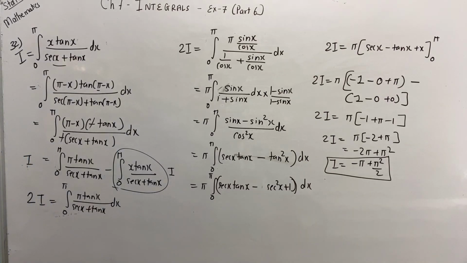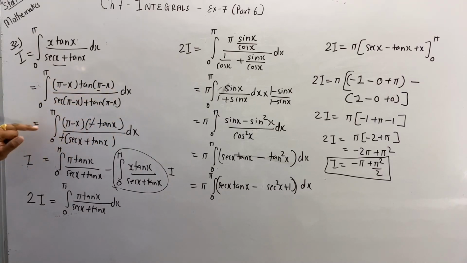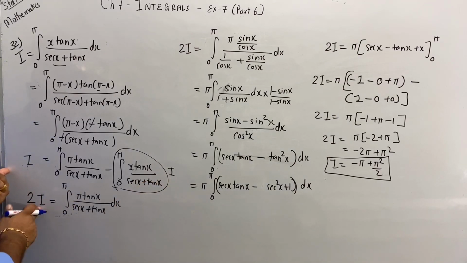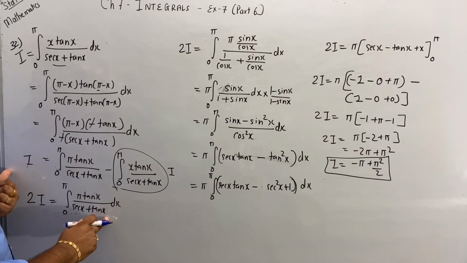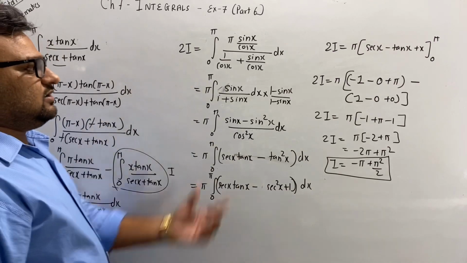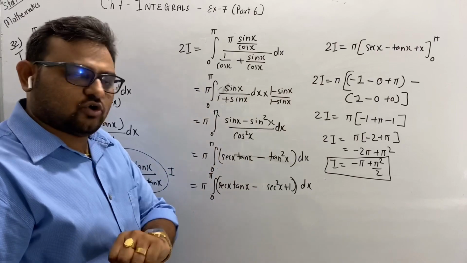See what we had done. First we had just used the property a plus b minus x. Okay. So here it's pi minus x, pi minus x. Clear? We had converted it. Then we got this as I. So minus I, it goes on this side, 2I. So 0 to pi, pi tan x upon sec x plus tan x. We will solve this. Convert into sine and cos. Okay, I got 1 plus sin x in the denominator, multiply divided by conjugate.